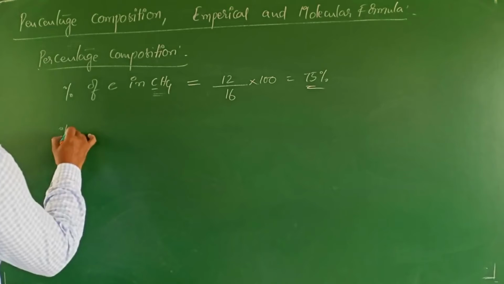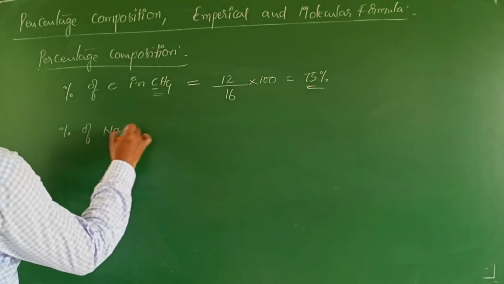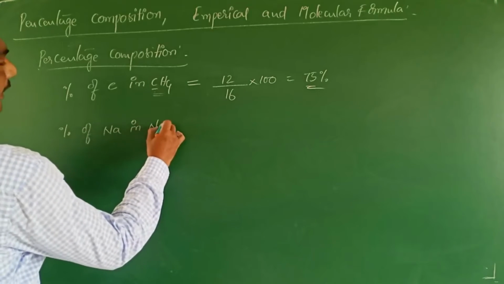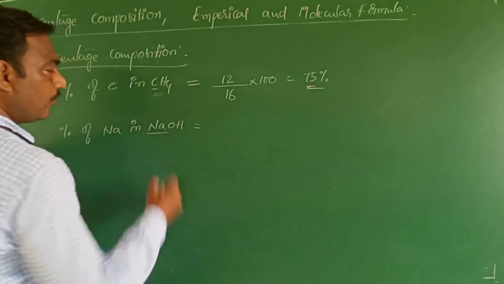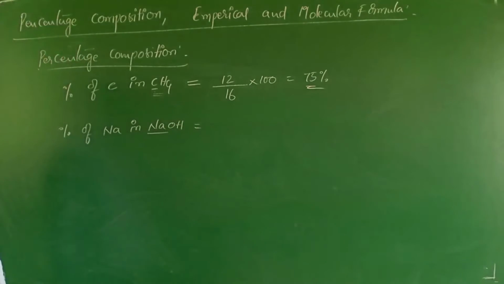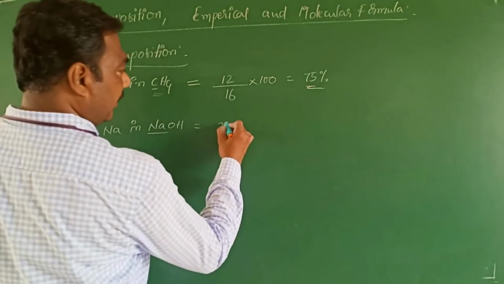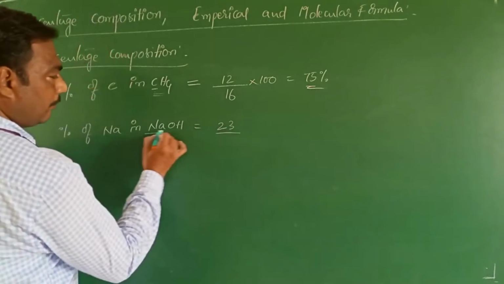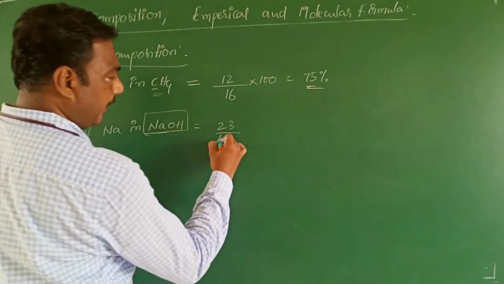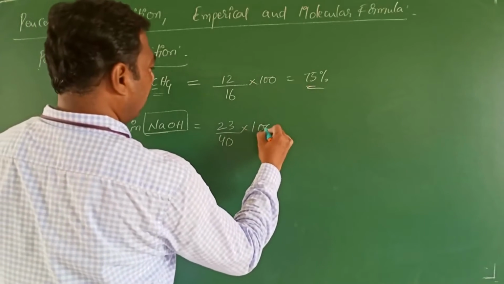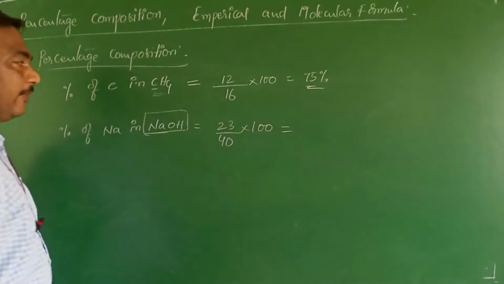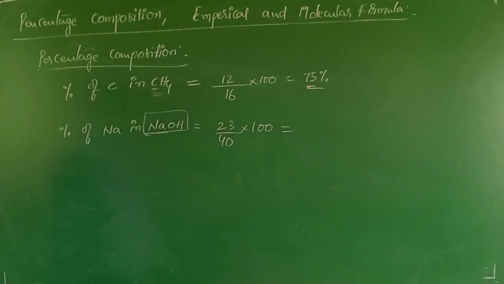Now, what is the percentage of sodium in sodium hydroxide? What is the atomic weight of sodium? It is 23, divided by the molecular weight of sodium hydroxide, which is 40, into 100. 23 divided by 40 into 100. That will give you the answer.